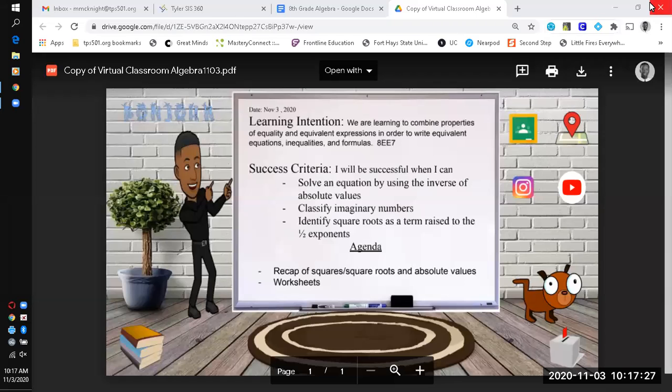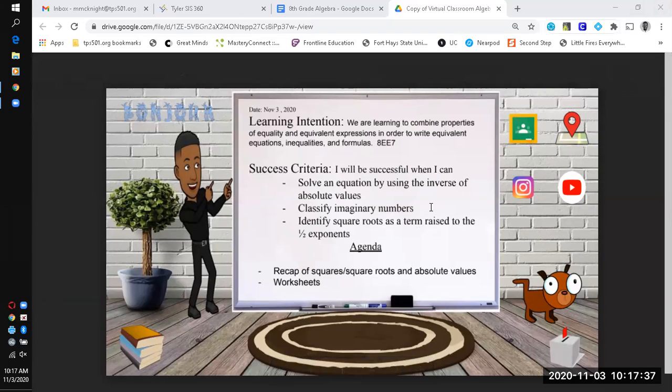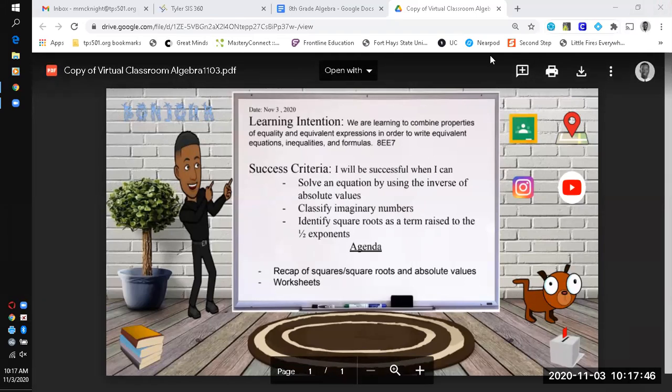All right, so for today's class, we're still looking at solving equations, but we're gonna look at something different today. From the success criteria, it says, be able to classify imaginary numbers. When we talk about imaginary numbers, we talk about negative numbers underneath the square root sign, okay? Sometimes we work out some questions and then there's a negative number underneath the square root sign. So that's where we're gonna start from.